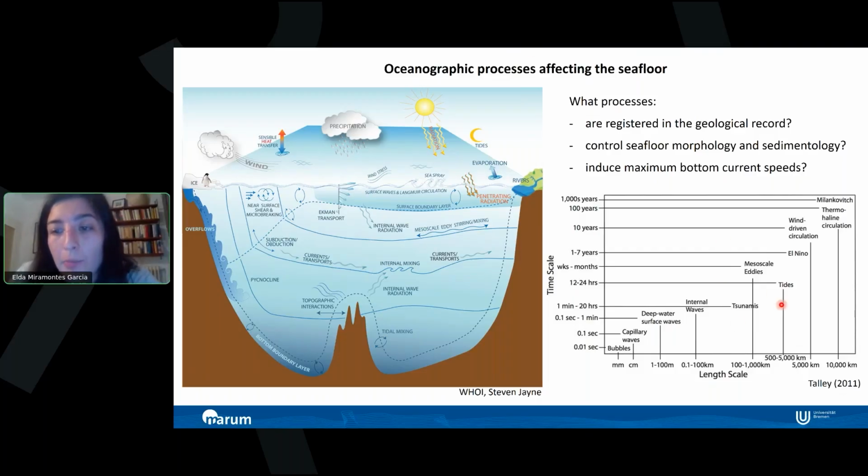But we also have many other processes that affect at the shorter time scale. So we can have daily variations of currents related to internal waves, for example, and they also tend to affect smaller areas on the seafloor. So the question that we pose to ourselves as sedimentologists is, from all these processes that we can find in the ocean, what is really controlling sedimentation and seafloor geomorphology, and what is affecting the currents in different time scales, that will be what is actually going to be recorded in the sedimentary record.